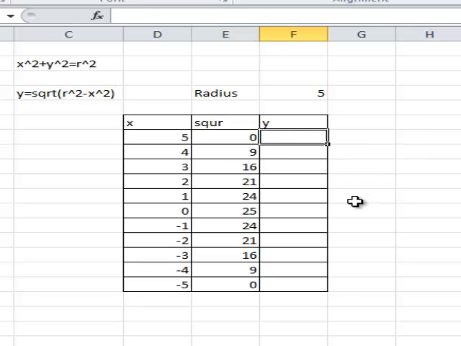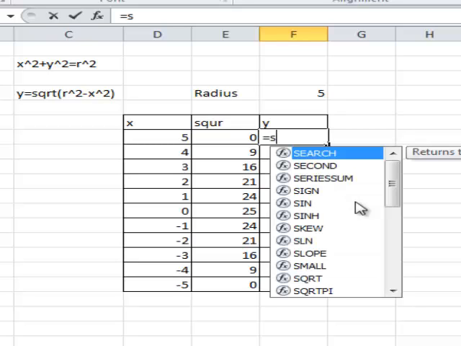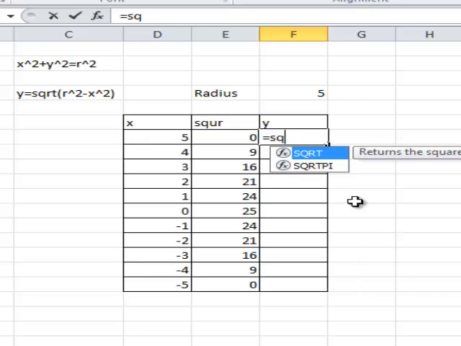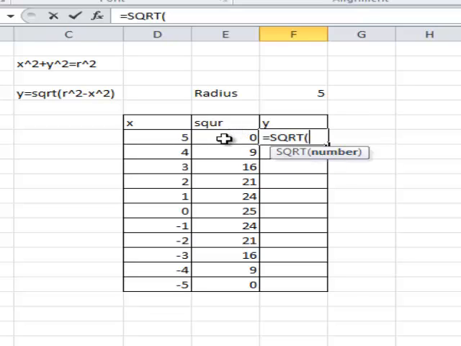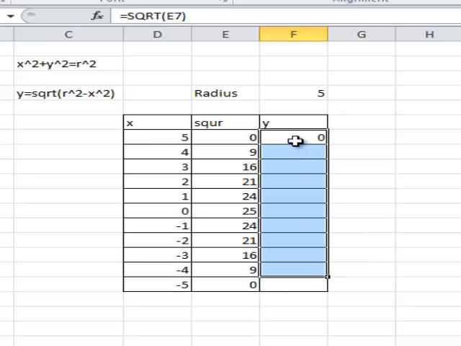Now we want to find the square root of that, which equals SQRT. It returns the square root of the number. We double click on that one, and then we click on that, because that's the one we want, enter, and then we fill down, and that gives us the square root of everything.